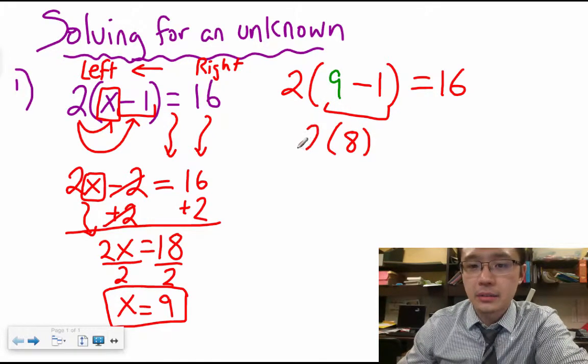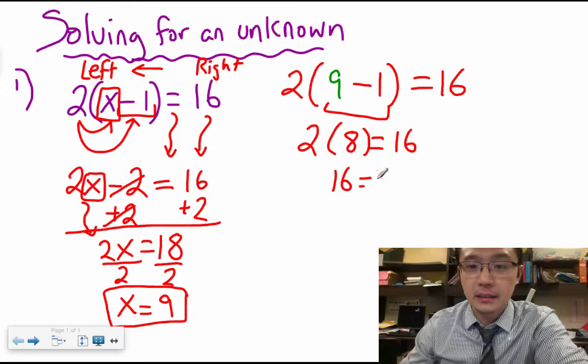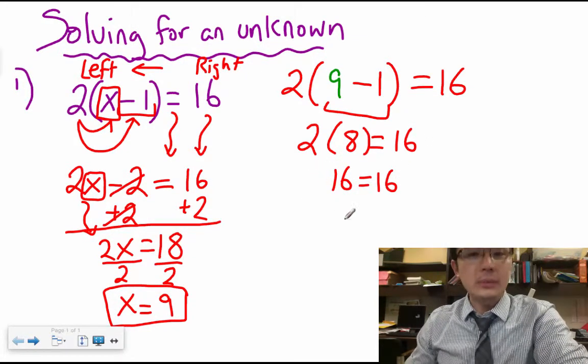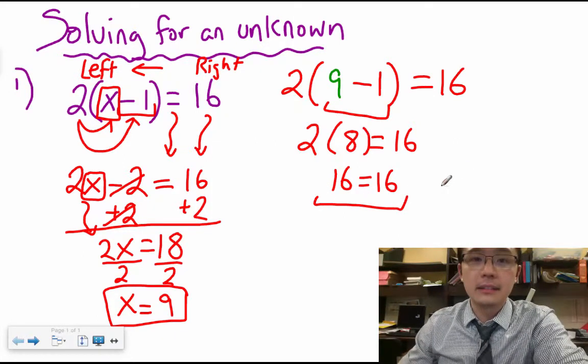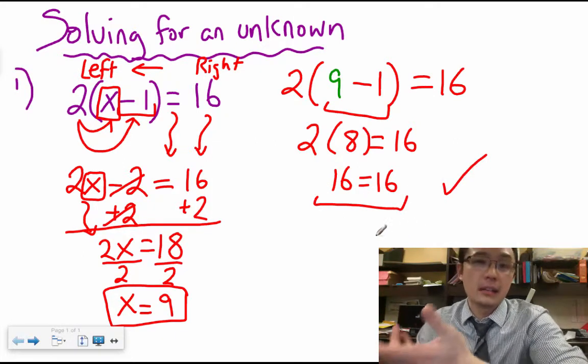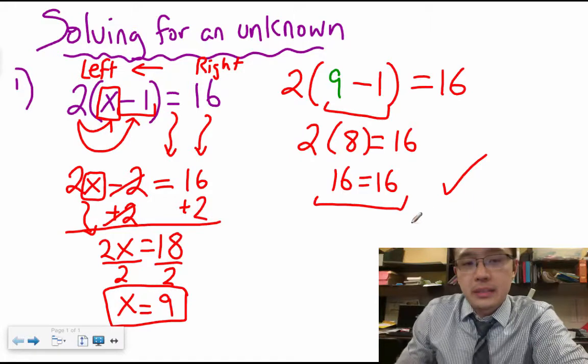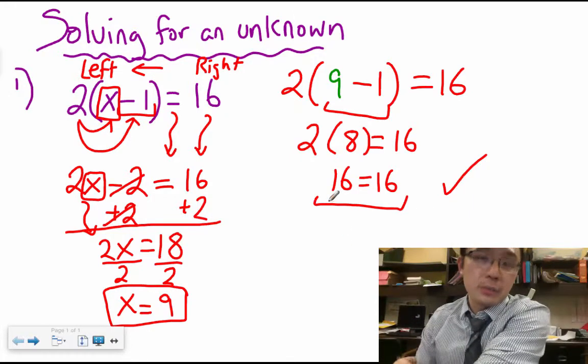Bracket, bracket, 2 is equal to 16. 2 times 8 is 16. And they equal to each other. So that means that this is an equation that's satisfied, that's happy, because 16 is equal to 16. That's how you do it for distribution.